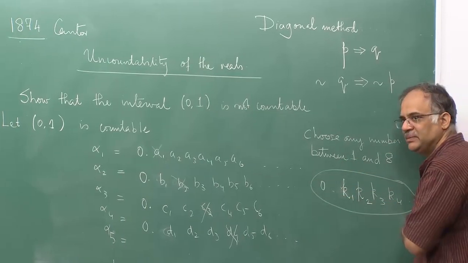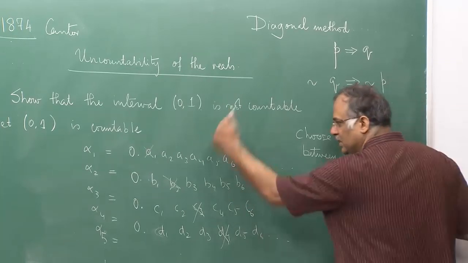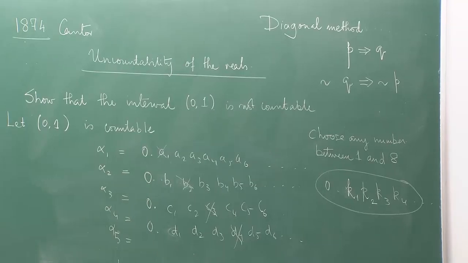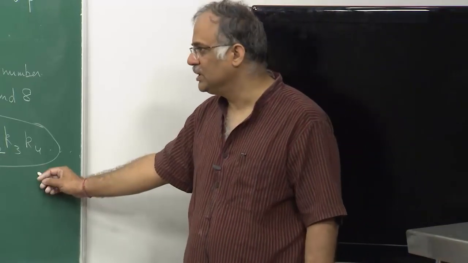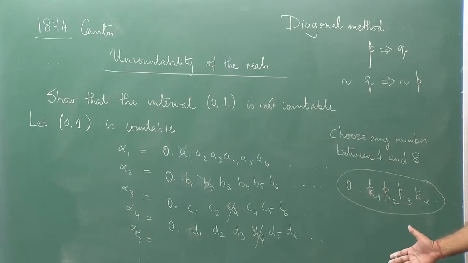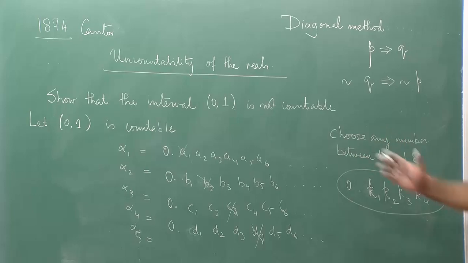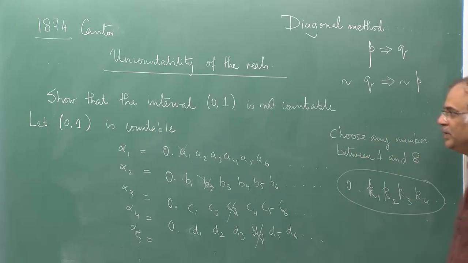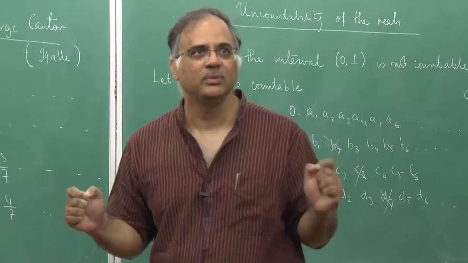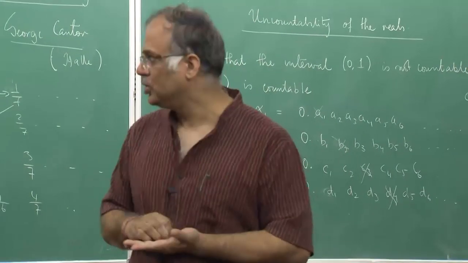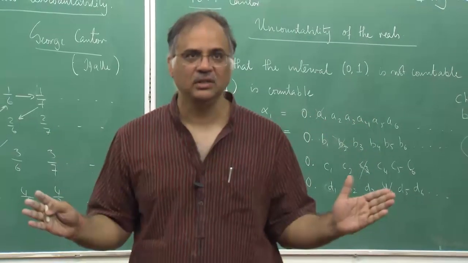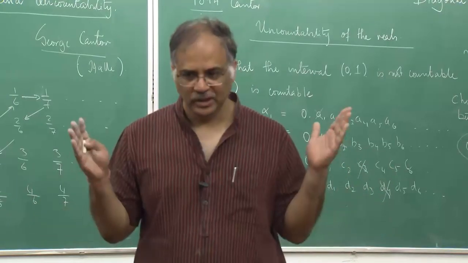By looking at the decimal expansion, it is a number between 0 and 1, but it is not in the list of numbers which are in one-to-one correspondence with the set of natural numbers. Which means that I have not been able to put all the real numbers lying between 0 and 1 in one-to-one correspondence with the set of natural numbers, thus proving one of the greatest conclusions in all mathematics, that the set of real numbers between 0 and 1 is not countable. With this great result, called Cantor's diagonal method, I would like to end the talk.